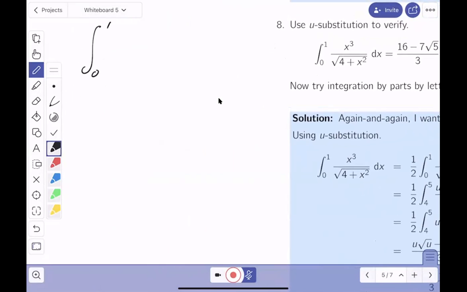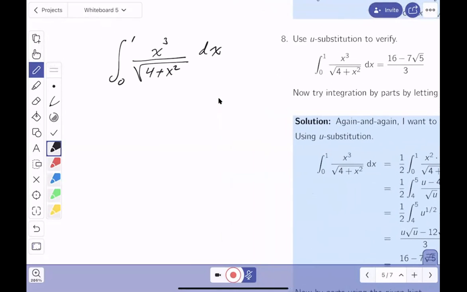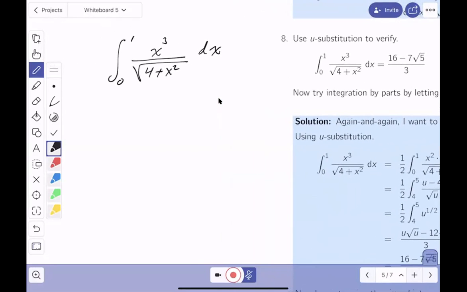It's going to be 0 to 1. And this is going to be x cubed. And we're learning. And it says use u substitution to verify it. Oh boy, this might be tough, right? So let's take a look at that. And probably what I would do is, well, let's try u substitution.